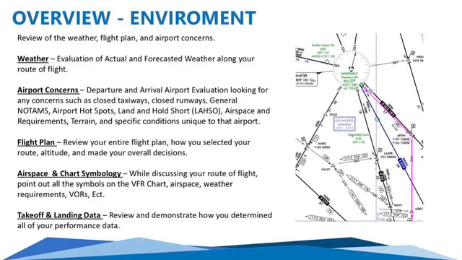So anything that might be concerning is generally found in the NOTAMs: closed taxiways, closed runways, airport hotspots, land and hold short, airspace requirements, terrain, and specific conditions unique to that airport. For us here at Camarillo, we have a lot of training activity, and what's unique to our airport is that we have 3 different airports in a very small radius of each other. They're all within 4 or 5 miles of each other. So that would be a unique condition.